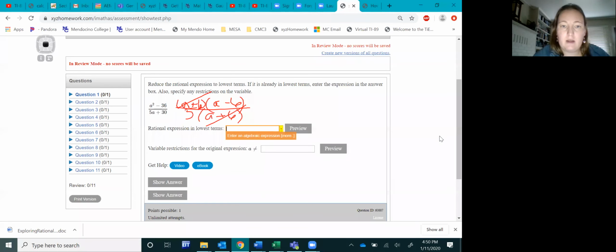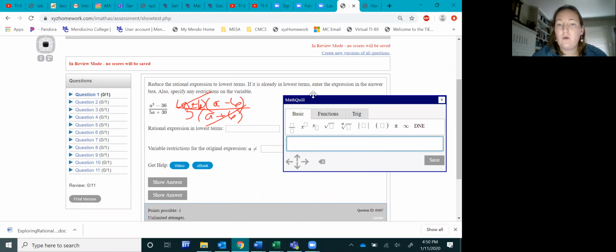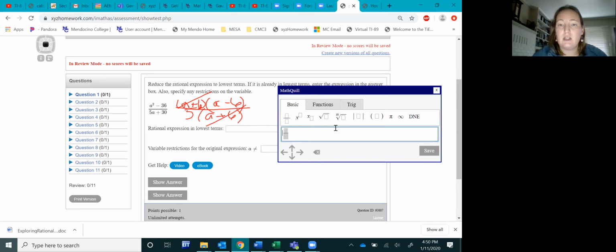So I would enter a minus 6 over 5, maybe, but that's not what I wanted. So either you need to edit it with your keyboard, or maybe if you're not as comfortable with that, I would really recommend the yellow arrow when doing the math quill, because then you can create your fraction and literally type in what you want in the numerator spot and watch your variables.